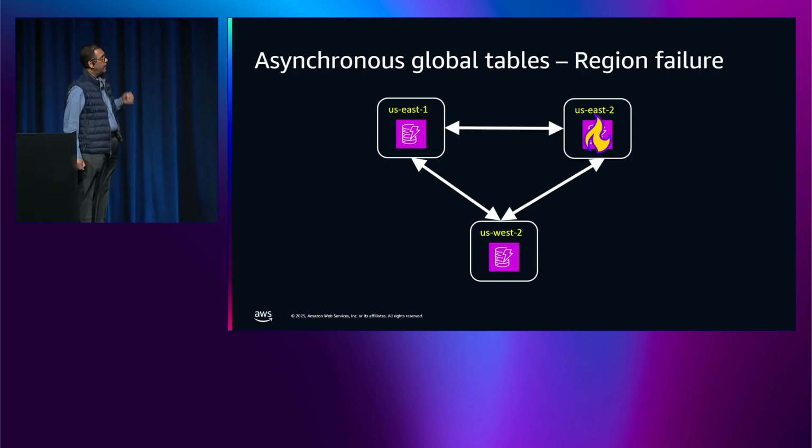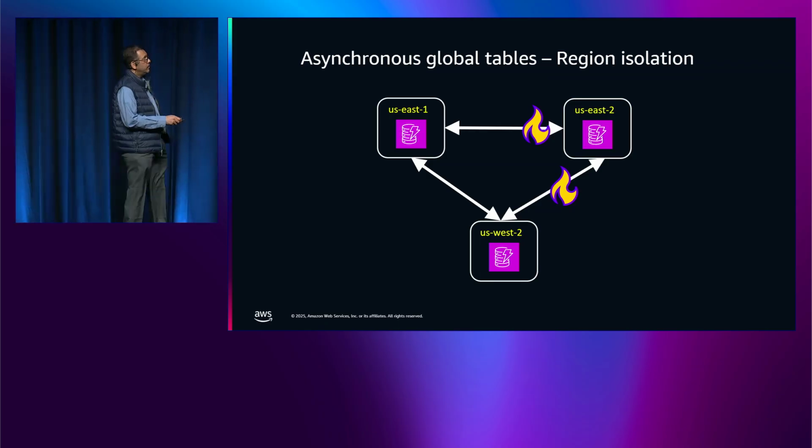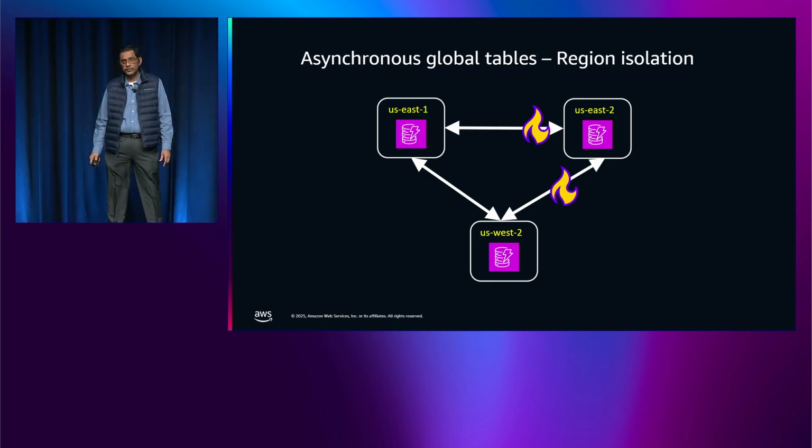Okay? Slightly different scenario. US East 2 is perfectly running here, there's a network partition.